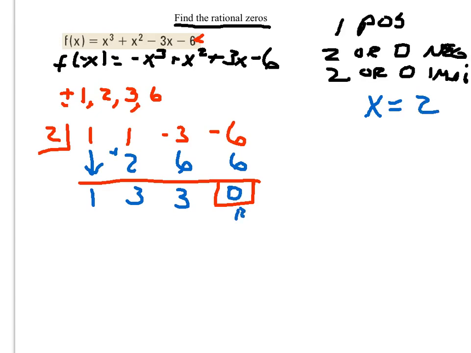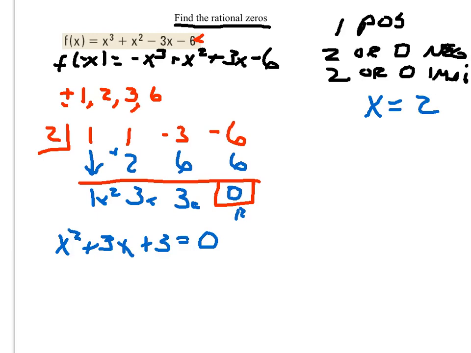Here's our remainder, here's our constant, here's our x term, here's our x squared term. So we have x squared plus 3x plus 3. So now we can go ahead and figure out what the other zeros are by using factoring or the quadratic formula, which in this case I think would be the best way to go.